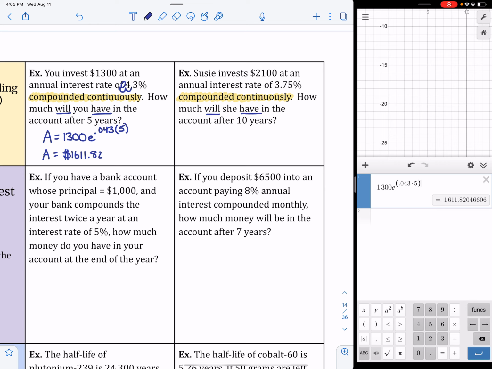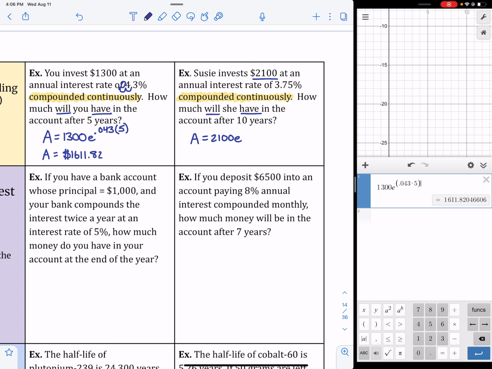So will she have, that's still the final amount we're looking for. So put A equals, she invested $2,100, so that's our initial amount. And it's always got that little lowercase e.